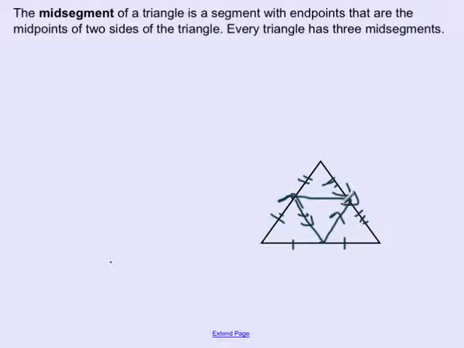Now remember, we show parallel with the number of arrows, okay? So that side's parallel to that side. Likewise, this side right here has to be parallel to this side right here. So that's just a property of the midpoints, and we'll use that as we get further on.